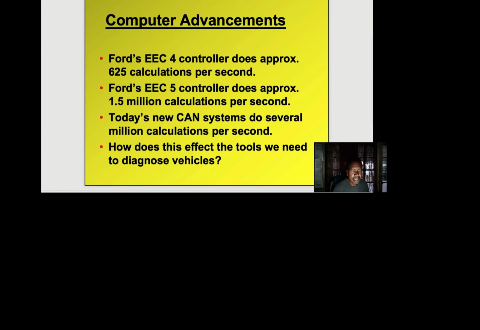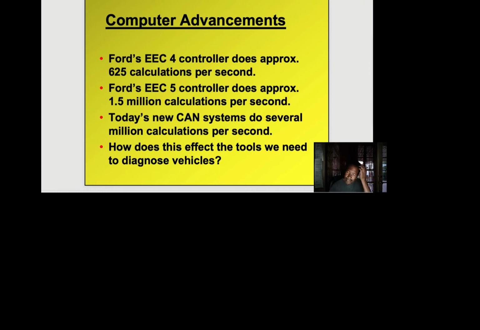Ford's E4 controller does approximately 625 calculations per second. Ford's E5 controller does approximately 1.5 million calculations per second. Today's new CAN systems do several million calculations per second. How does this affect the tools we need to diagnose the vehicle? They have to be super fast. Really fast.